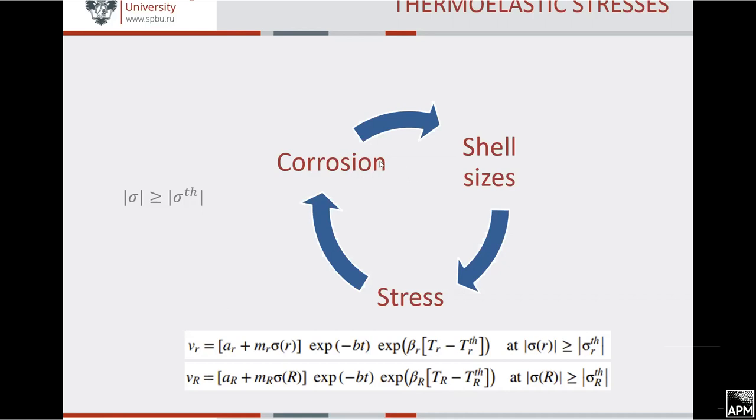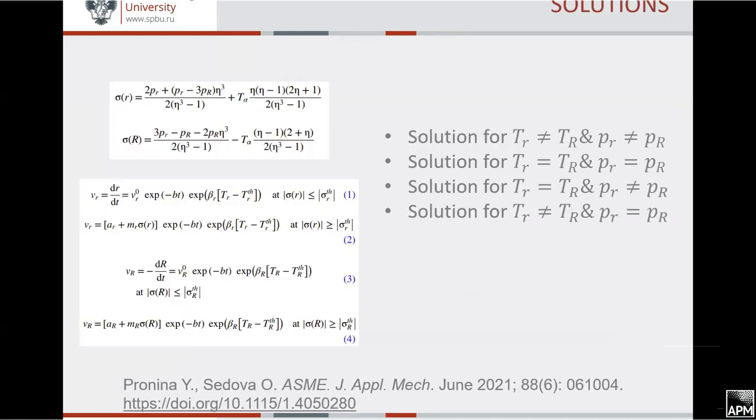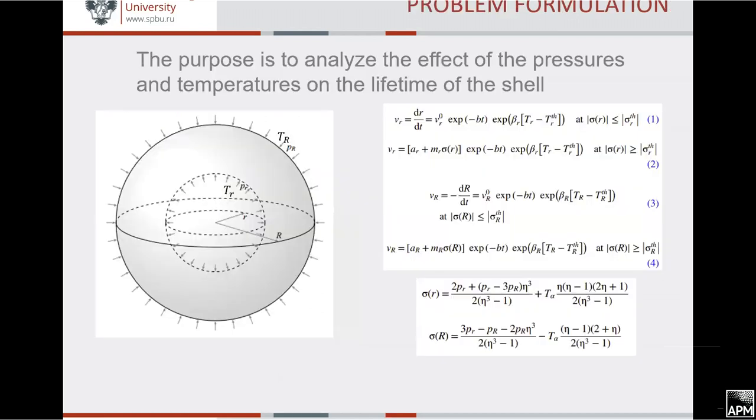Corrosion wear leads to size reduction, which leads to stress increase, which accelerates corrosion wear, and so on and so on. Thus, for the strength analysis, we have to solve an initial boundary value problem with unknown boundaries. We managed to solve that problem analytically for different cases, as you can see on the screen, and the solution can be found in the paper published this year. We are not going to derive the solutions now, I will just highlight a few interesting moments. Our purpose for today is to analyze the effects of the pressures and temperatures and other parameters on the lifetime of the shell.